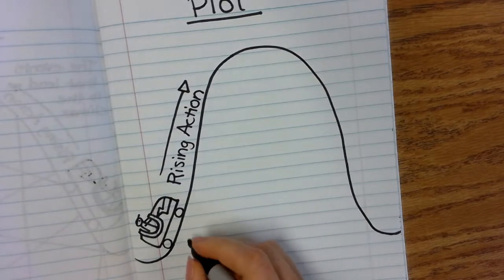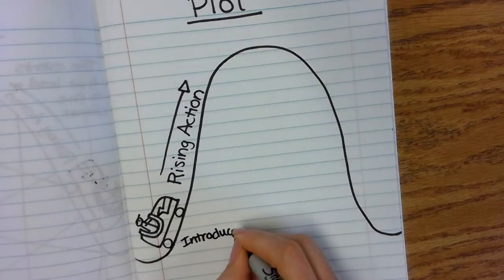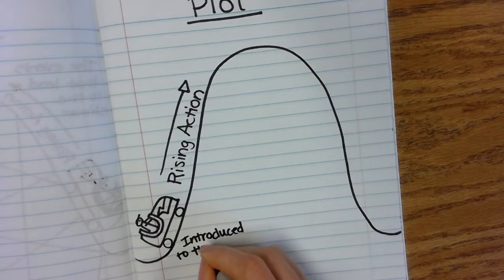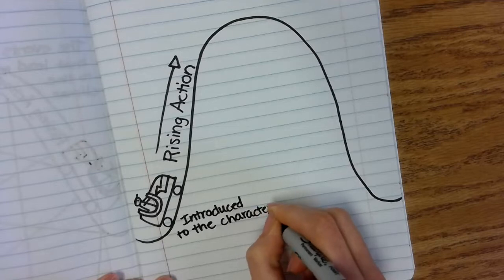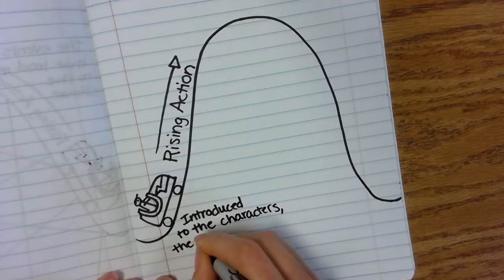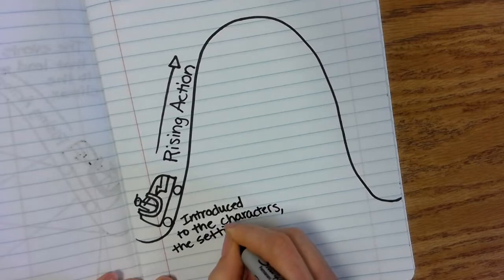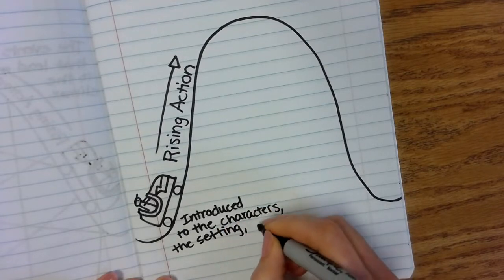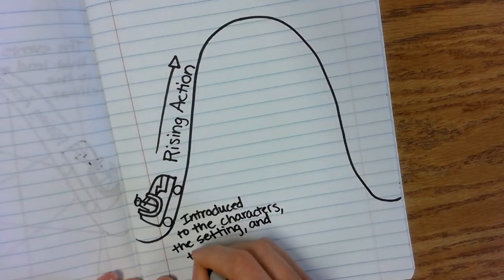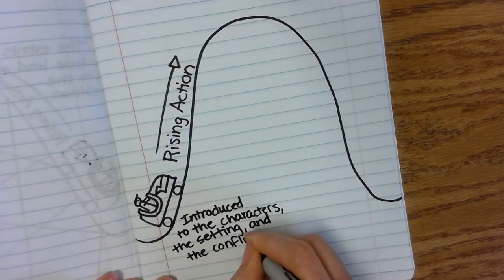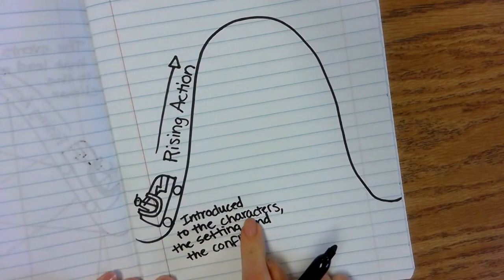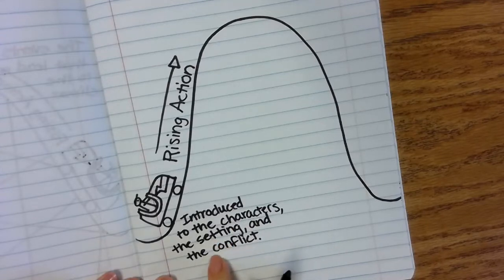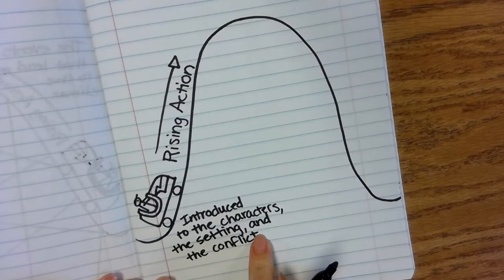And this is when we are introduced to the characters, the setting, and the conflict. So often at the beginning of the story, we're going to find out who the story is about, where the story is taking place, and what the problem of the story is.